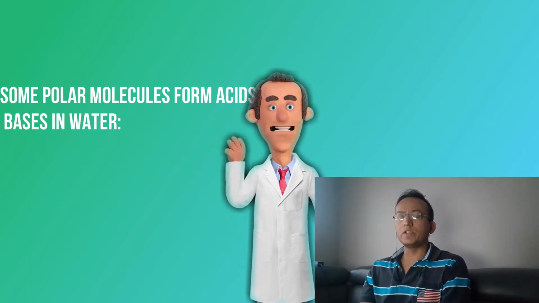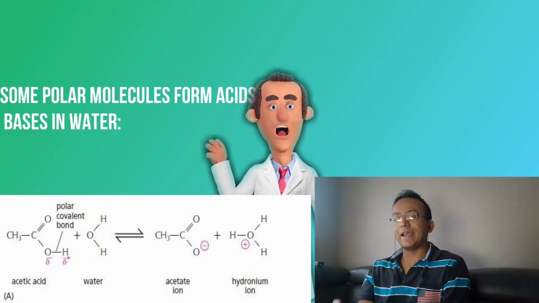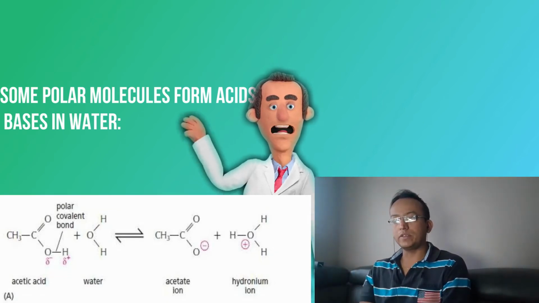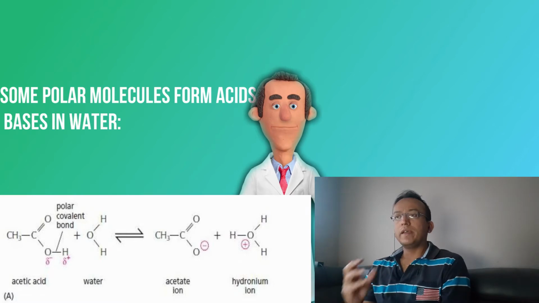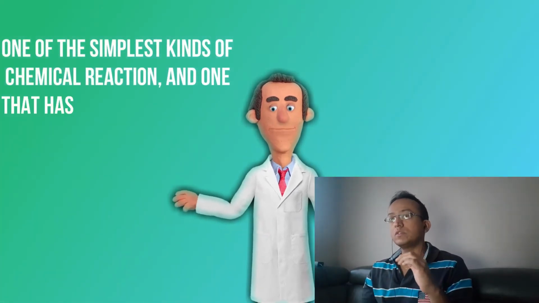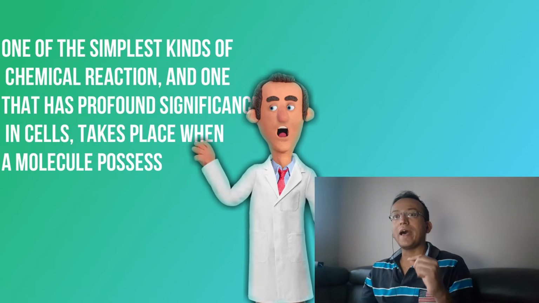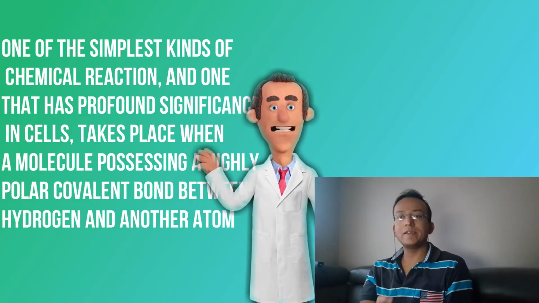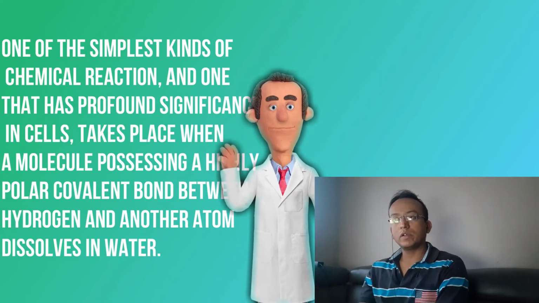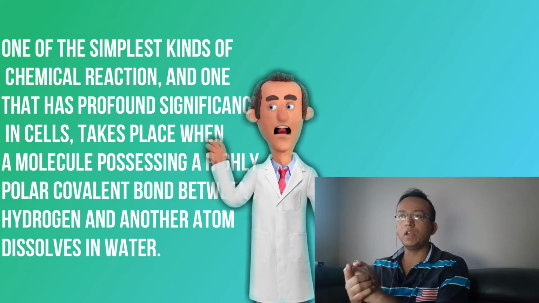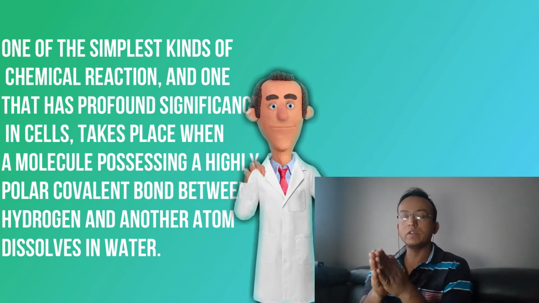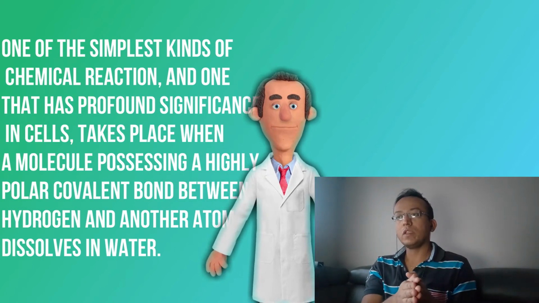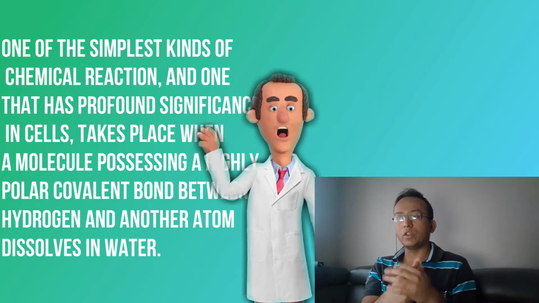As we can see in this picture, we'll see an example of this. This is acetic acid, its chemical formula. We'll look at acetic acid and then go further into the reaction. One of the simplest kinds of reaction, and one that has profound significance in the cell, takes place when a molecule, for example acetic acid, which possesses a highly polar covalent bond between a hydrogen and another atom, dissolves in water. If you see the acetic acid formula, there is a hydrogen atom that is covalently bonded with an oxygen in the acetic acid molecule. This is how the hydrogen is linked with an oxygen.